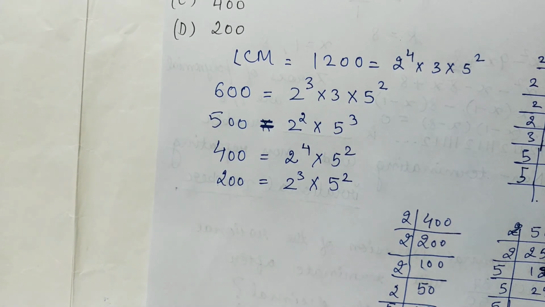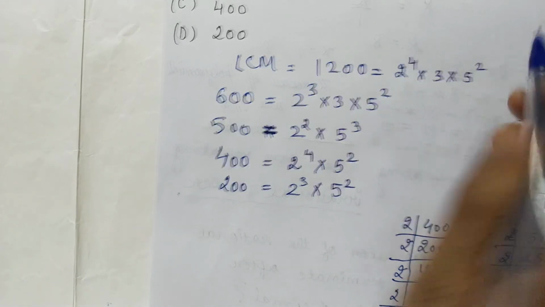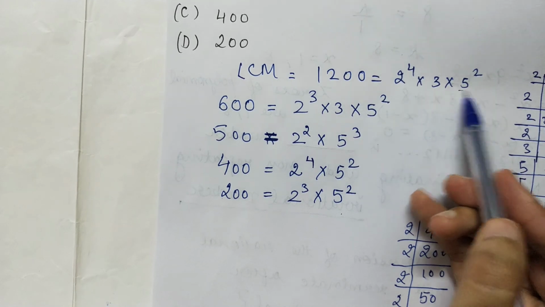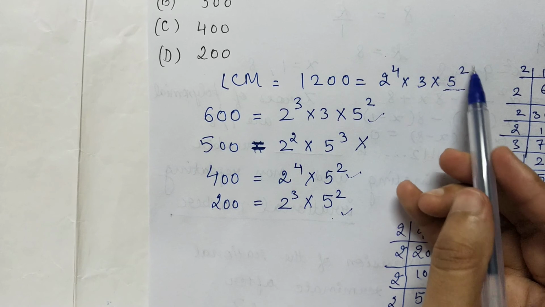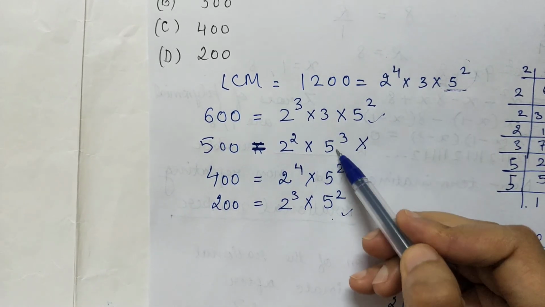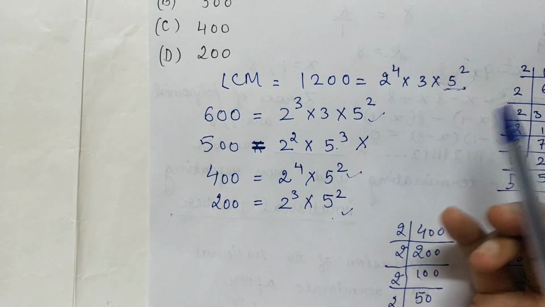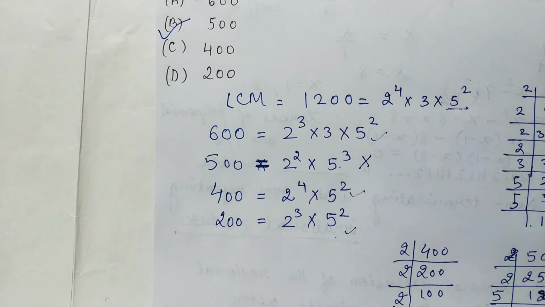On seeing this, you know that our LCM is the product of the greatest power of each prime factor. So these are the greatest powers in total. If any option has a power greater than these, like here 5 to the power 2, it can be the HCF, this can be, this can be, but this cannot be the HCF. Why? Because the greatest power is written in the LCM. So 5 to the power 3 cannot be the HCF at all. So it cannot be the HCF of this. This is the right option.